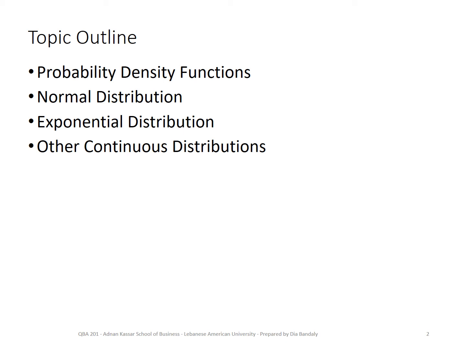Then we're going to talk about a very specific continuous distribution called the exponential distribution. It's a widely used one also, and I'm going to give you some examples when we come to that. And finally, I'm going to mention three other continuous distributions, but we're going to learn here only about one of them, which is the t-distribution, for reasons that I will explain later. Okay, so let's start.